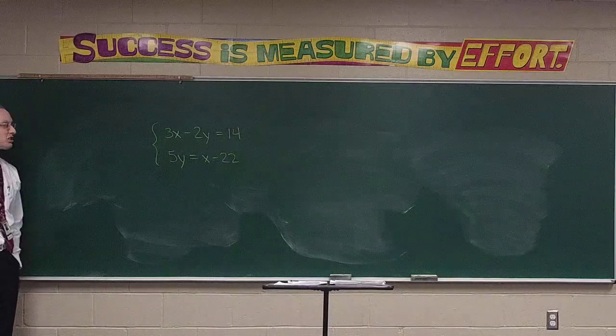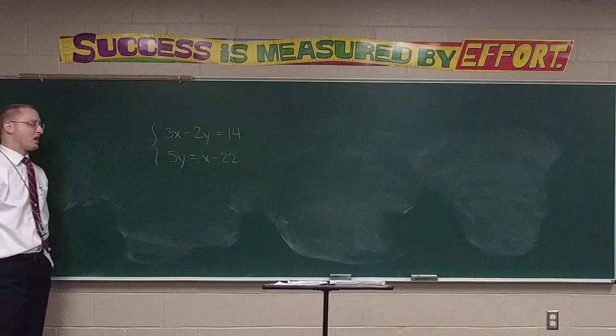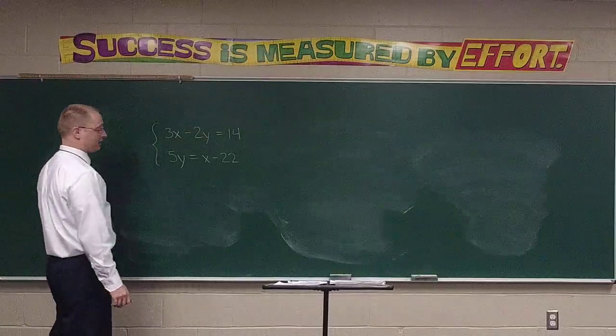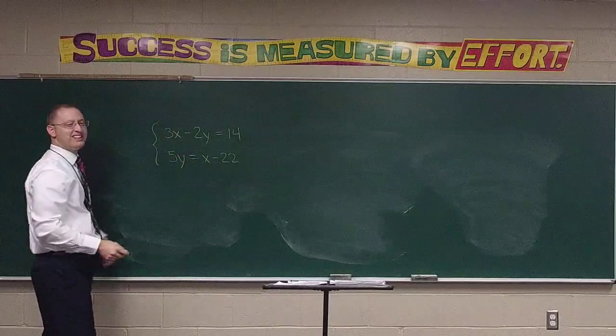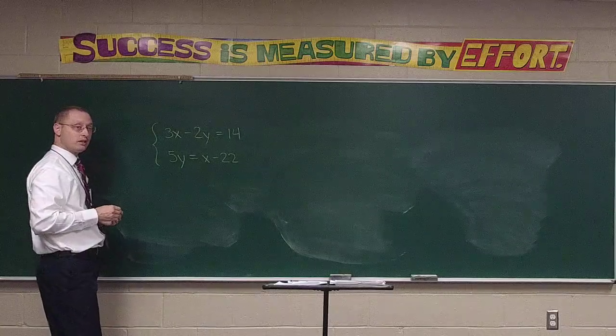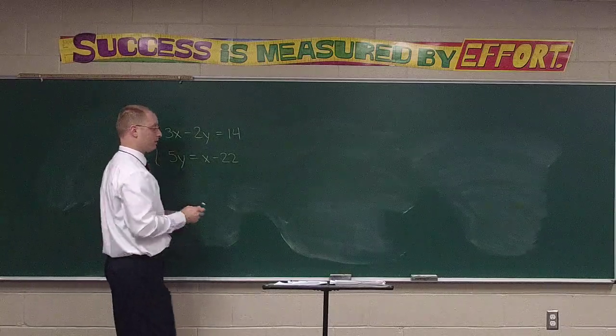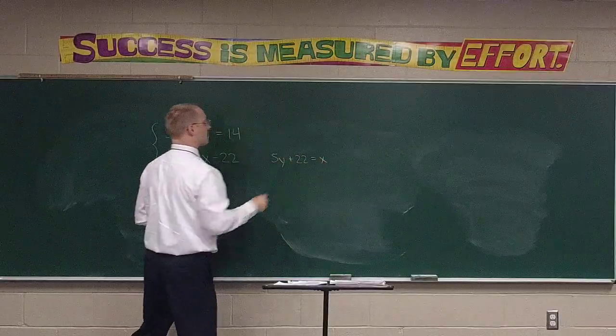What do you want to do? Addition or substitution? You got to pick one. Substitution, all right. So that means you want to get a letter by itself. What letter? The x? No, the other x, right? You want to get the x by itself, and that's pretty easy if you just move the 22 over. So we end up with 5y plus 22 is going to be equal to the x.